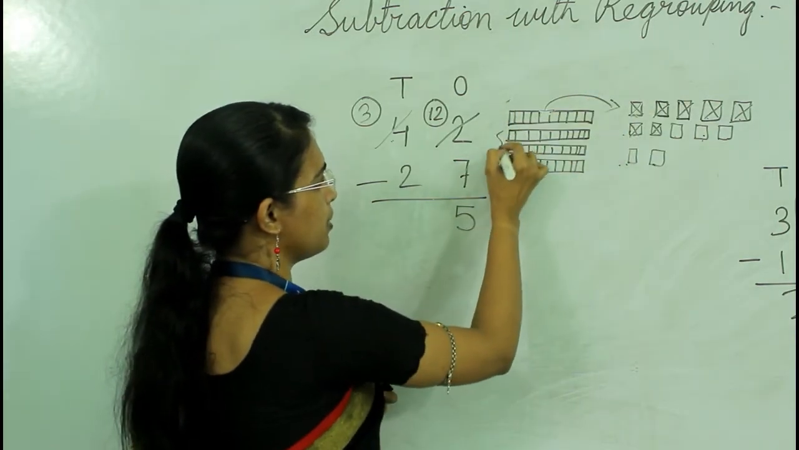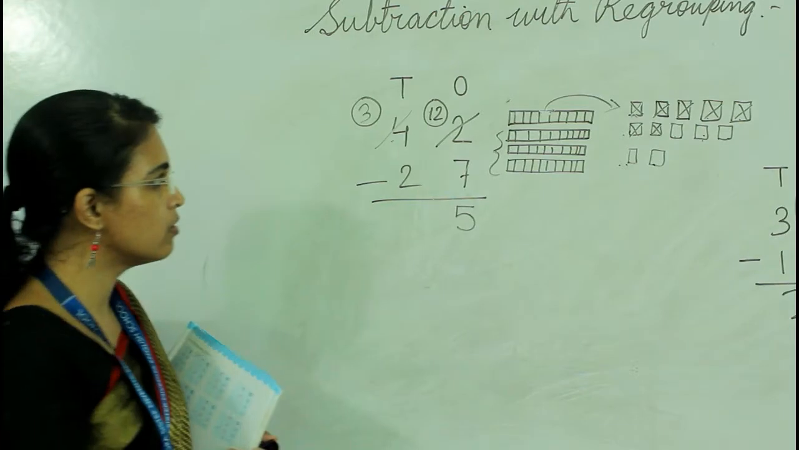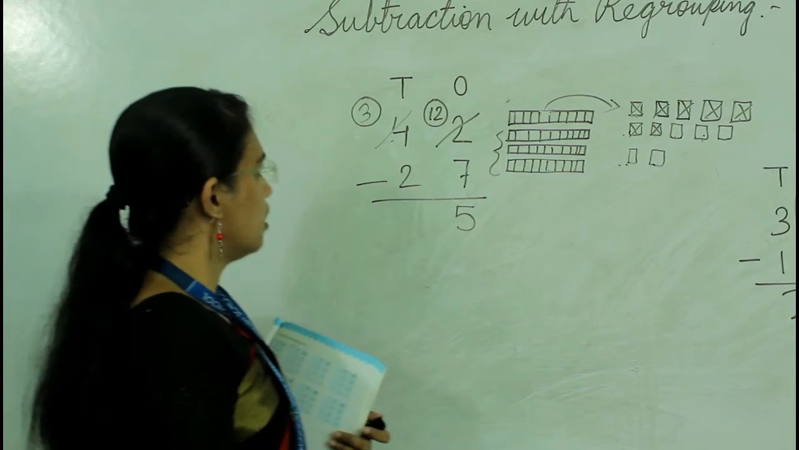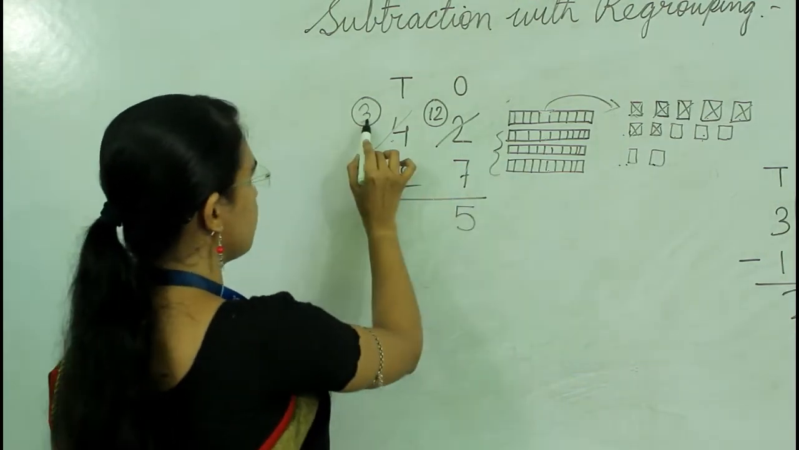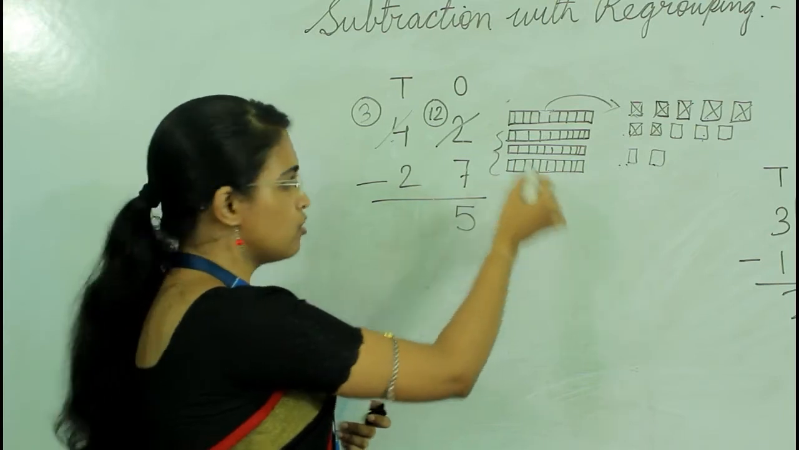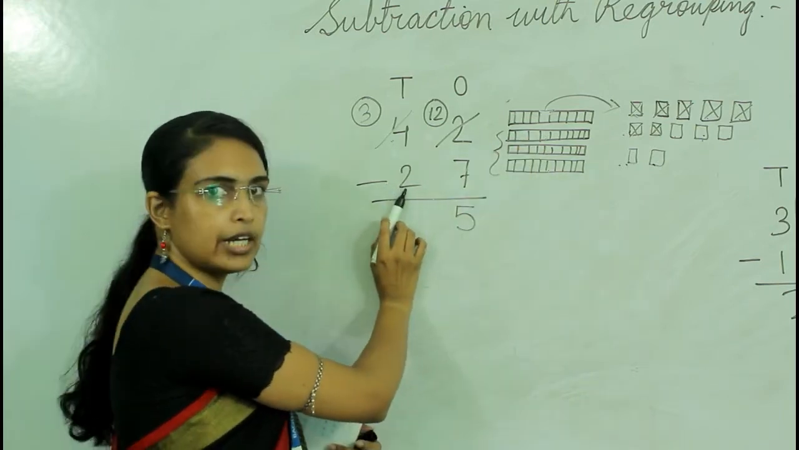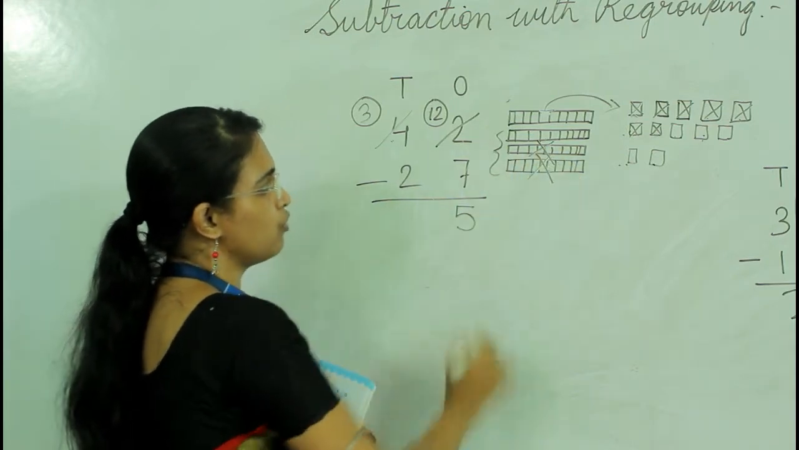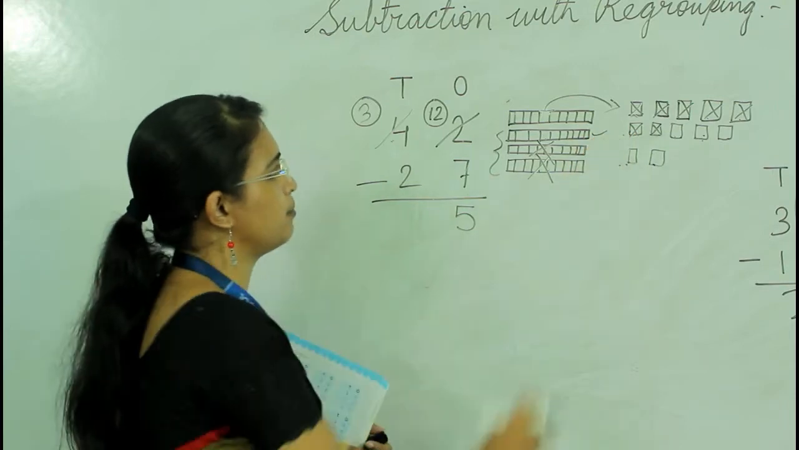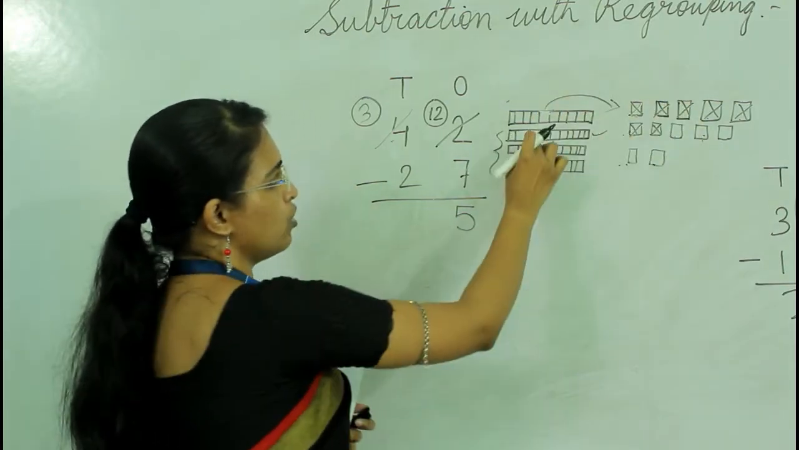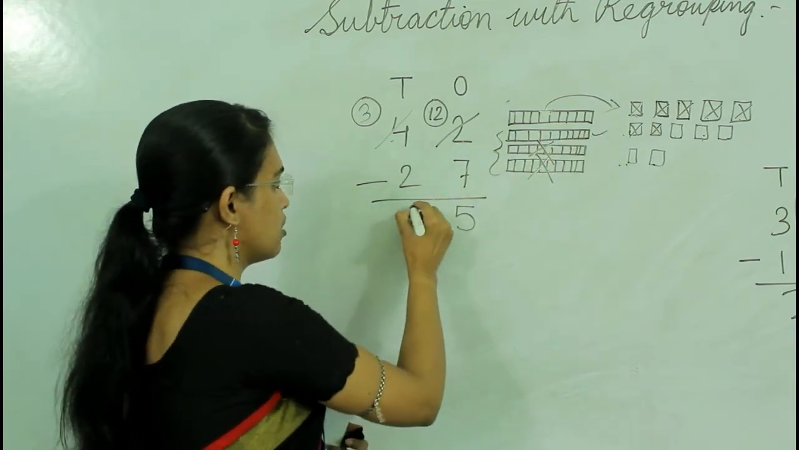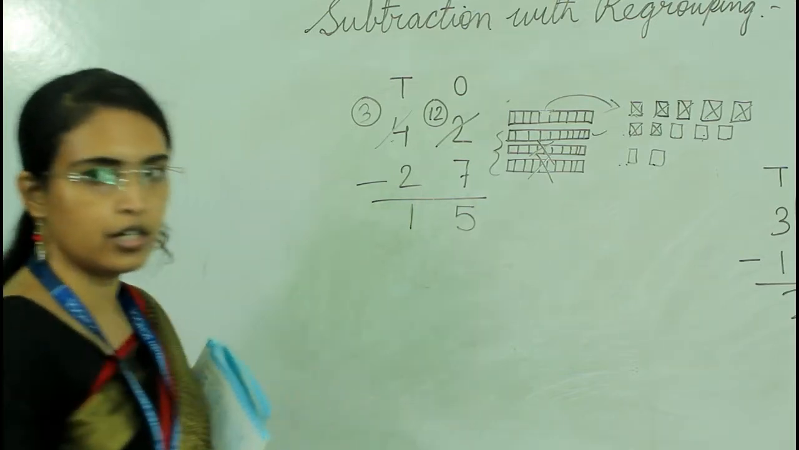So how many groups do we have left now? 1, 2, 3. 3 groups we have left now. So from 3, which number do we have to cut? 2. So if you cut 2 groups from this 3, how many groups are left? Only 1, because it is already taken here. So from this 3, if you cut 2, how many are left? 1. So the answer is 1. In this way you have to do these sums.